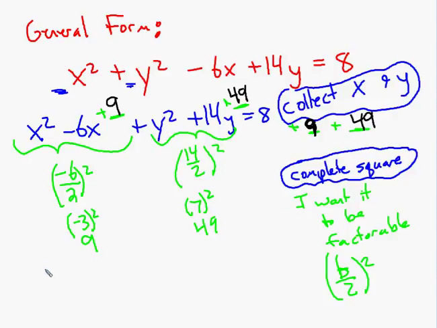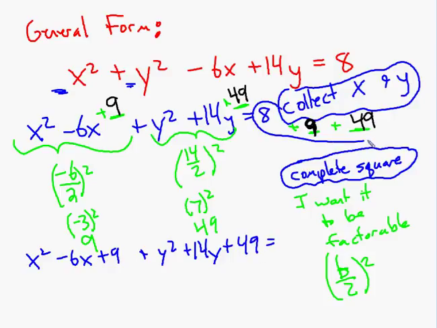All right, so now what do I have? Well, I have x squared minus 6x plus 9 plus y squared plus 14y plus 49 equals, I add all these together. What do I get? What's 8 plus 9 plus 49? 66. 66, you said?